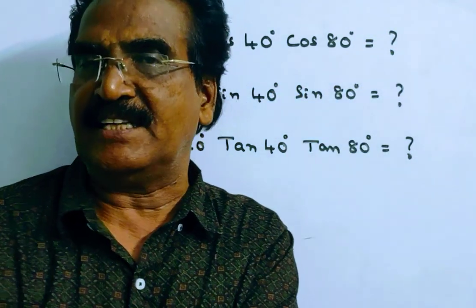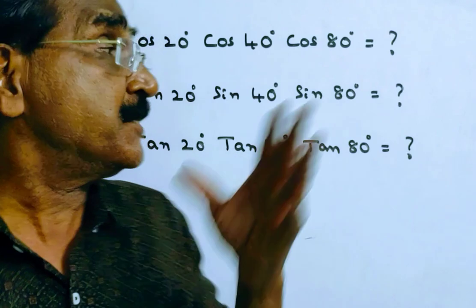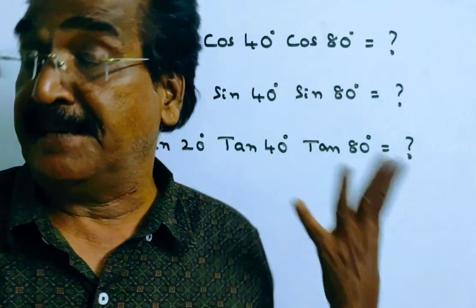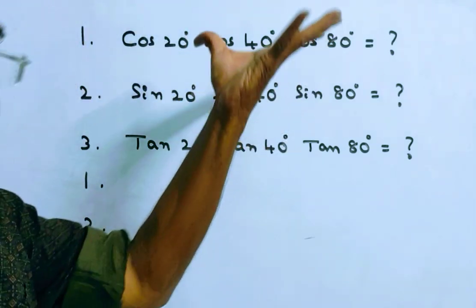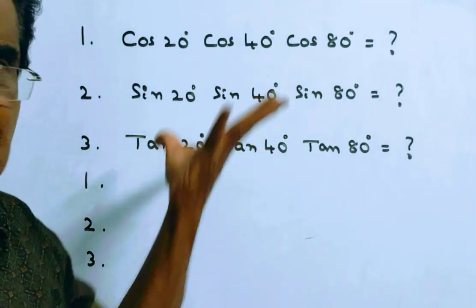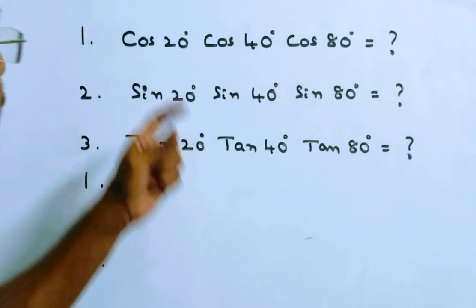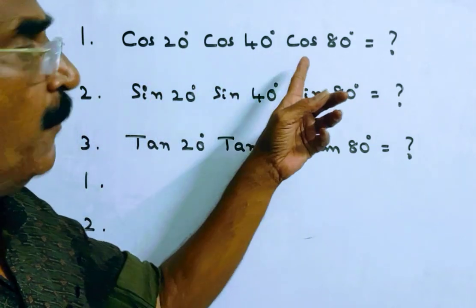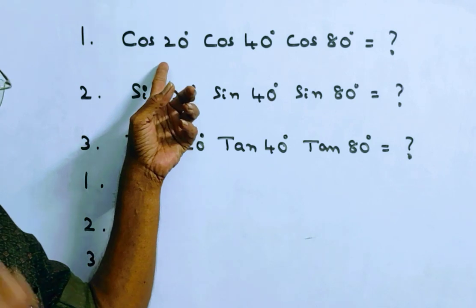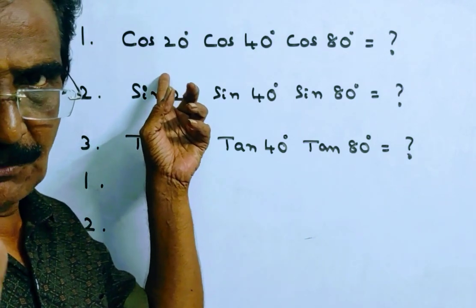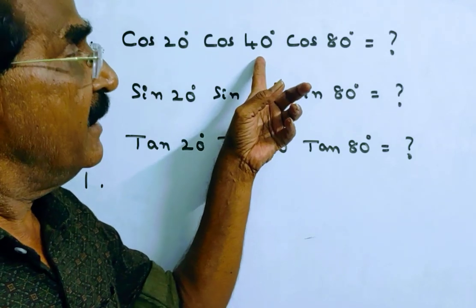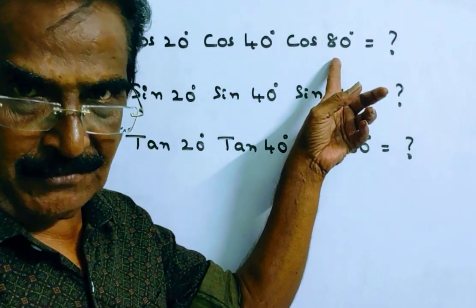Friends, the problems are given in the description box. These problems are asked in RRB NTPC many times. So friends, important conclusions and easy conclusions. See friends, if you look at the first problem, if theta is equal to 20, then this is 60 minus 20. This is 60 plus 20.